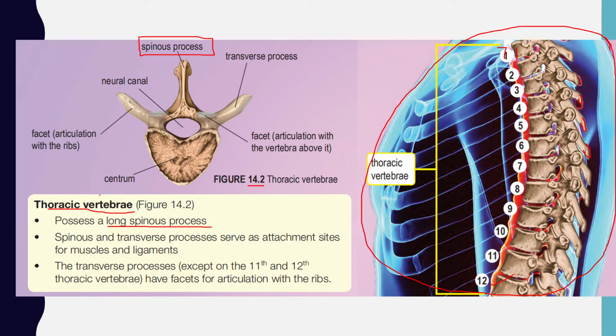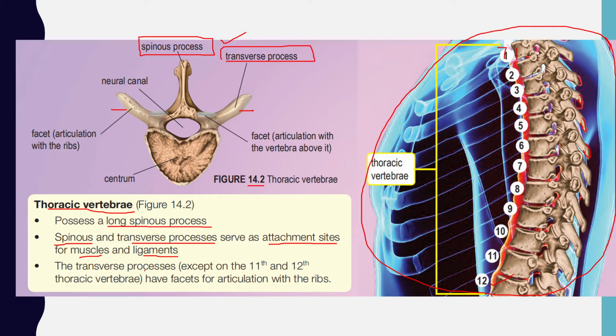Spinous and transverse processes. Transverse process is the one which is at the side. So these two processes, what's their function is that they serve as place of attachment for the muscles and also the ligaments. Tempat di mana otot-otot dan juga ligamen melekat.